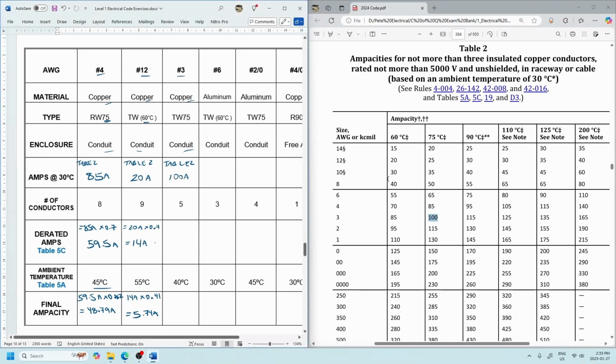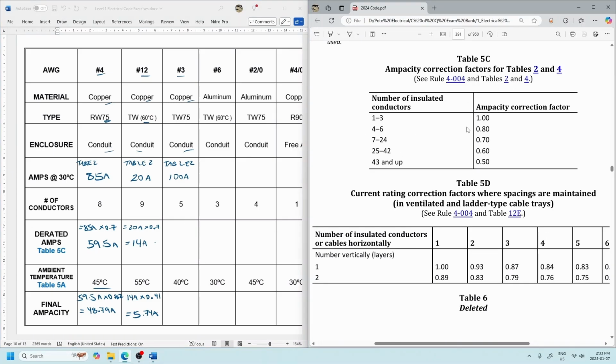Okay, there are 5 conductors in the pipe, so we have to go to 5C. 5 conductors is going to give us 80%. So we have 100 amps times 0.8. That gives us 80 amps maximum ampacity so far.